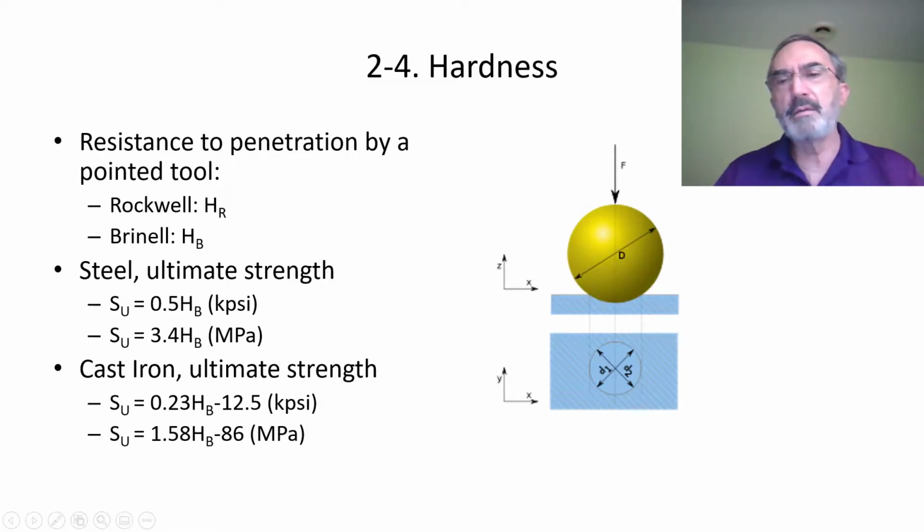Then you take the sphere out, and you look at that indentation with a microscope or something, and you measure the diameter. And guess what? The harder the material is, the smaller the indentation you get for a given force. So it's a very simple concept.